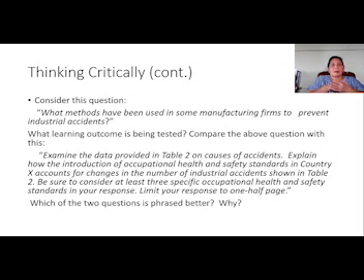Okay, let's consider this question. What methods have been used in some manufacturing firms to prevent industrial accidents? This could be given by a teacher in an essay type of test. In fact, this is an essay question, but look, what learning outcome is being tested?